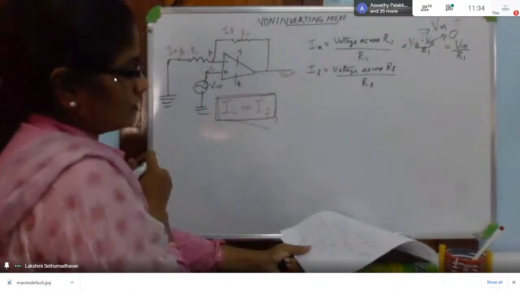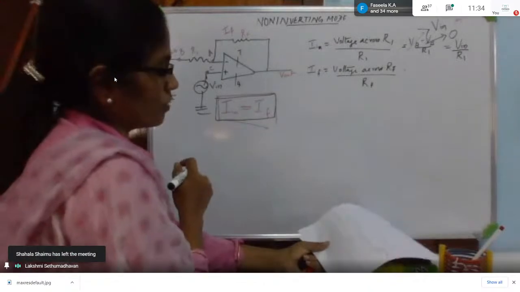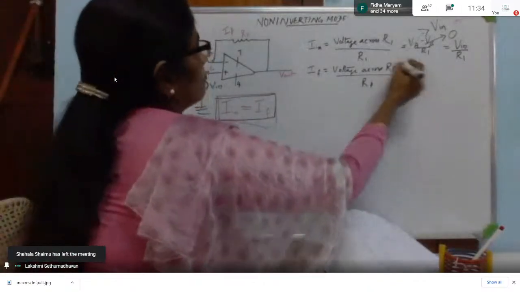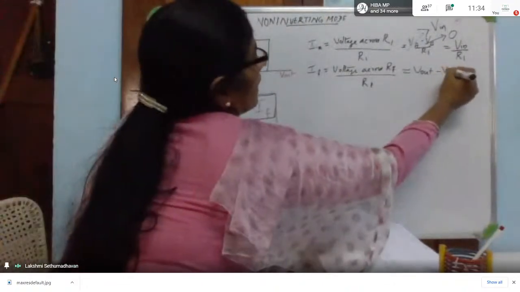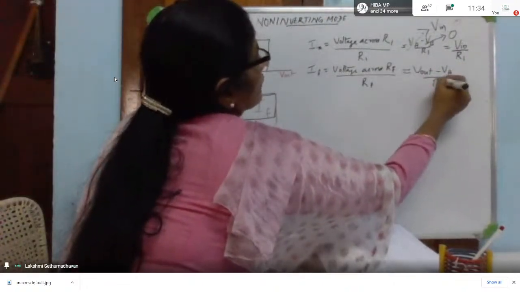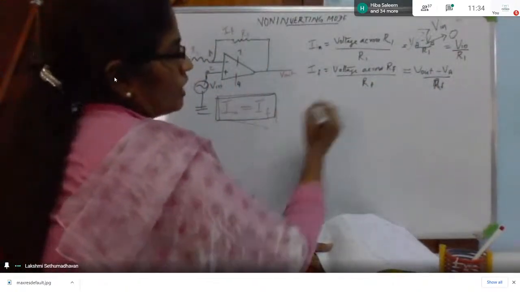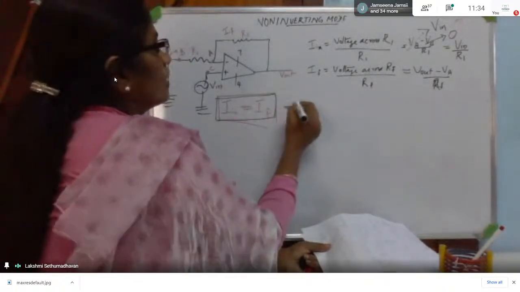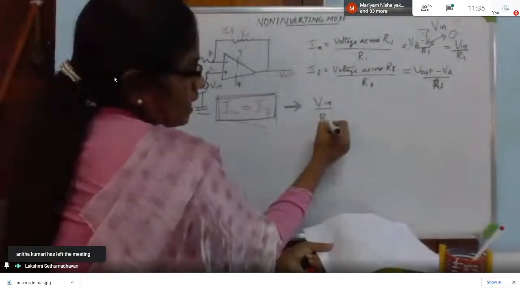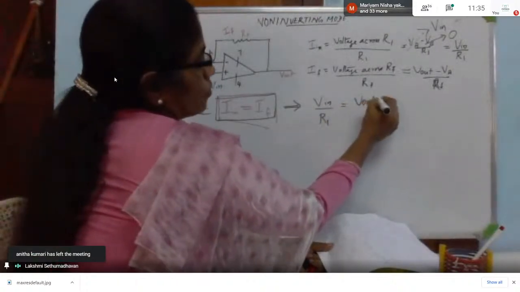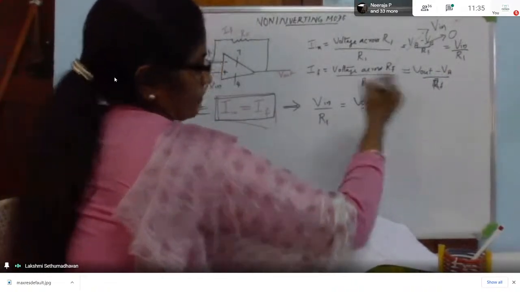Now, IF is the voltage across RF divided by RF. So here, what is the situation? I'll put it as V out minus VA by RF. Now I will equate I in equals IF. So what will be the equation? V in by R1 is equal to V out minus VA by RF.